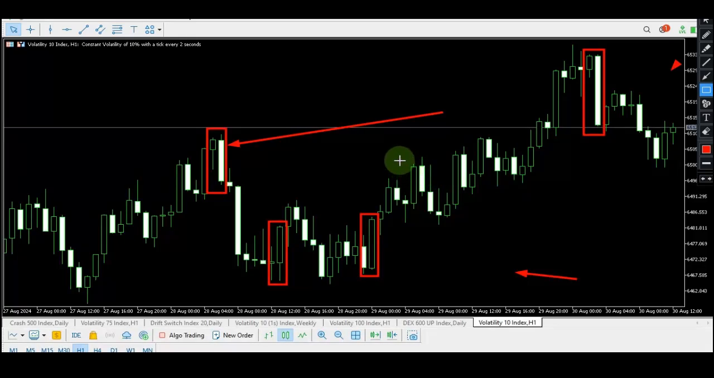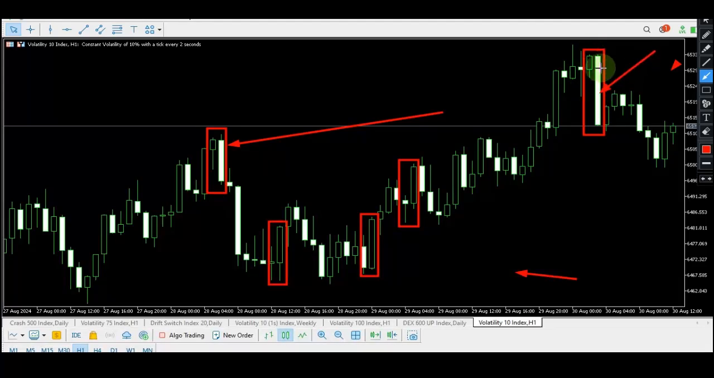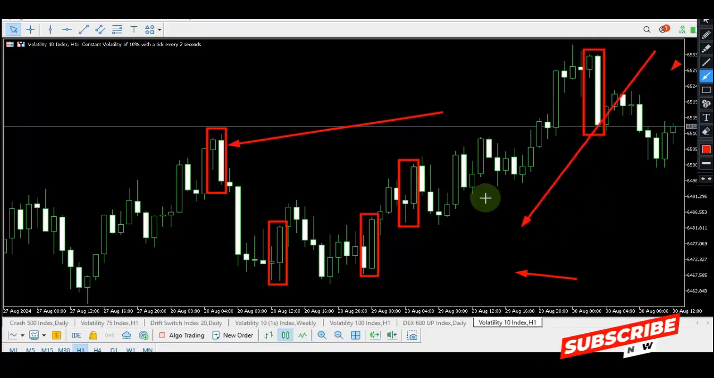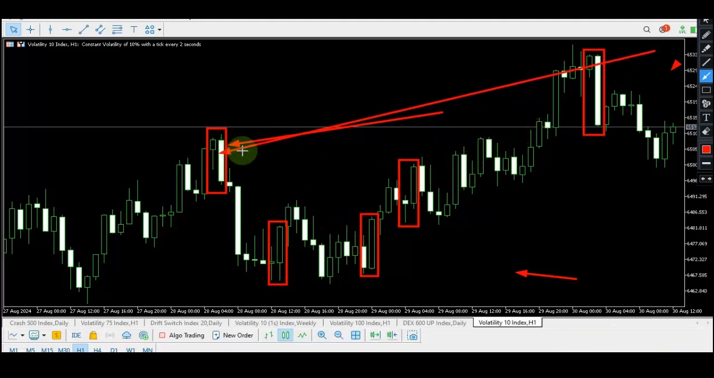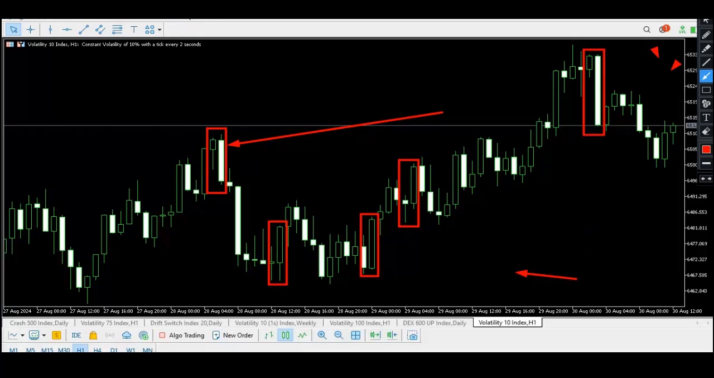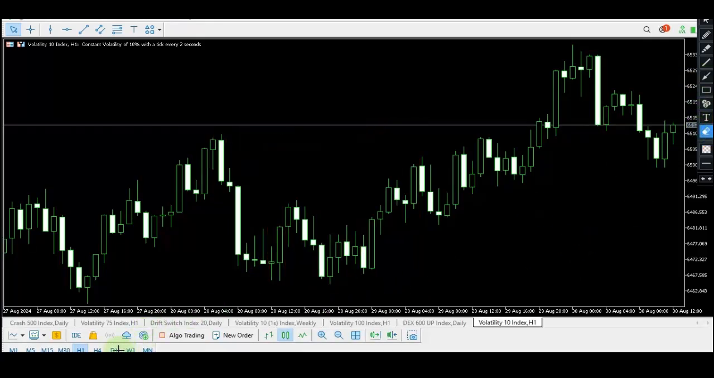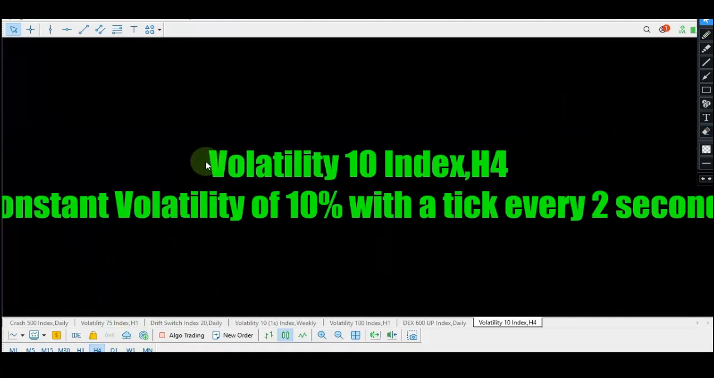Look at this one again, bullish engulfing. Okay, so this one right here is bearish engulfing. Bearish is for selling, bullish is for buying. This is bearish engulfing. This one right here is bullish engulfing. This is bullish engulfing. This is bearish engulfing. Okay. All right, so let's still identify more. This is the 1 hour time frame. So let's go to the 4 hours time frame to check out for more engulfing patterns.